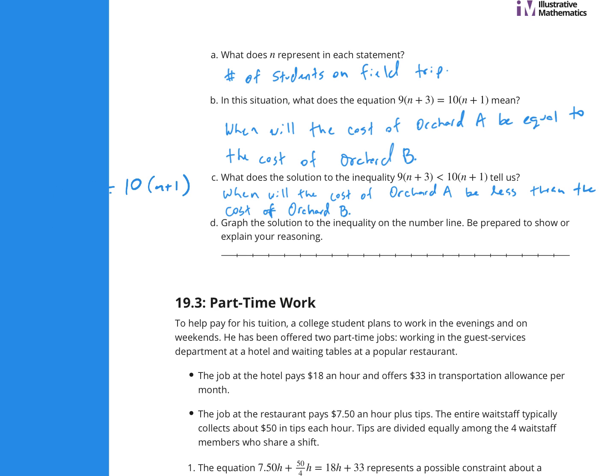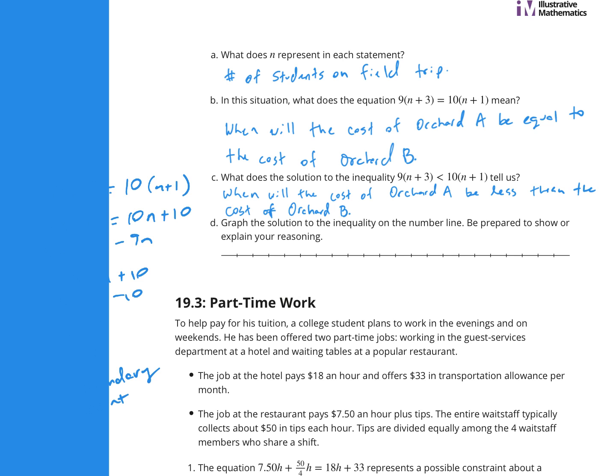So I have 9n plus 27 equals 10n plus 10. I'm going to get my variables on one side. So 27 equals n plus 10, minus 10, minus 10. So n is equal to 17. So this number tells me that when 17 students go, it will cost the same at either orchard. So again, this is going to be my boundary point.